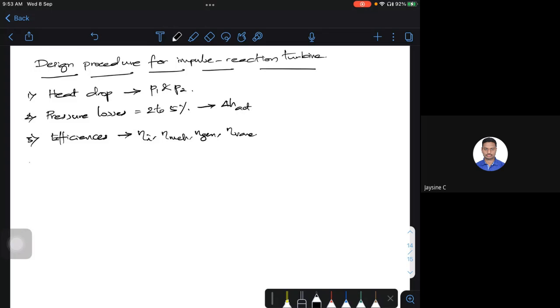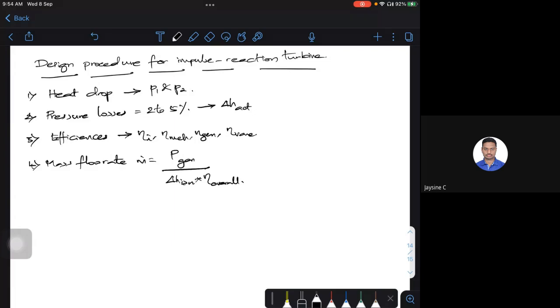Then the fourth point, once again the same thing: they calculate the mass flow rate. The mass flow rate depends on the power you are generating, divided by delta isentropic multiplied by your overall efficiency. Overall efficiency can be a product of internal, mechanical, generator, leakage, blade, all the efficiencies. That's why overall efficiency becomes very, very critical here. Now, for the impulse reaction turbine, the first stage diameter.